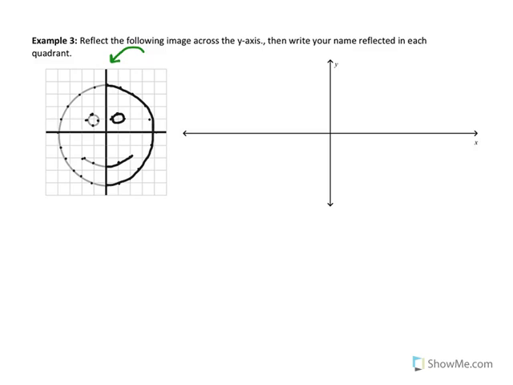Okay, so I'm not sure if yours looks as wonderful as mine does, but not all of us can be artists. Okay, and the next one I want you to write your name and reflect it. So I'm going to write Douglas because that is my name, but you are going to write your own name and make it hard so that it's difficult to do this. Okay, so if I reflect it over here, it's going to look like this.